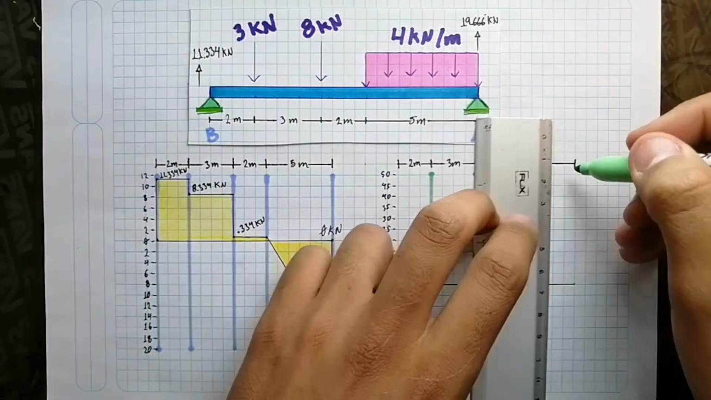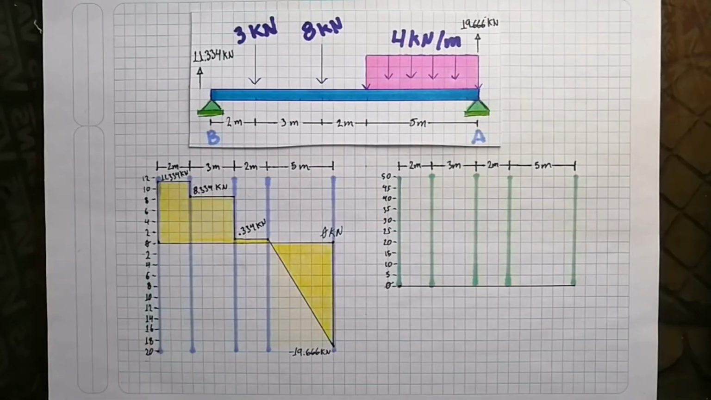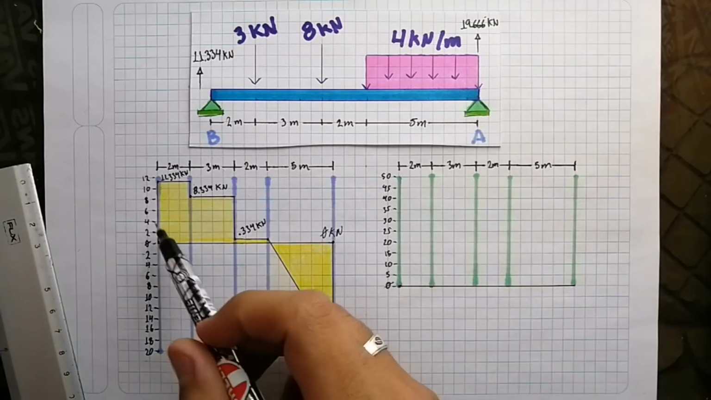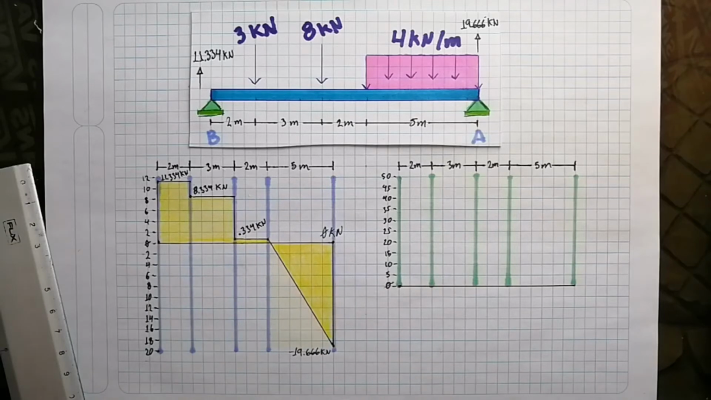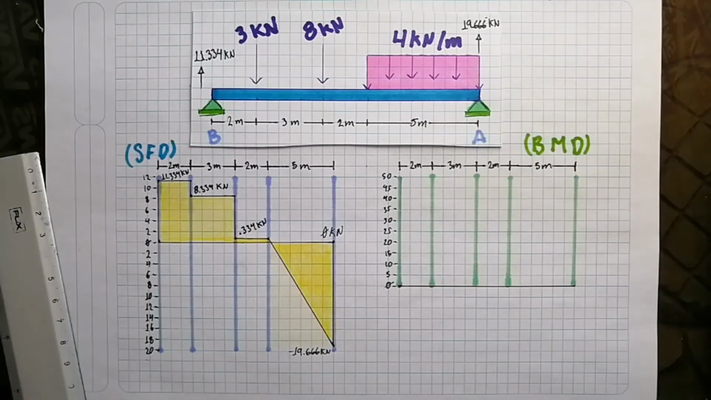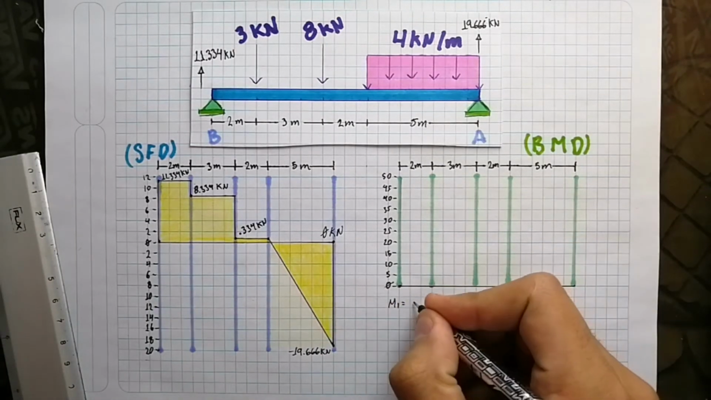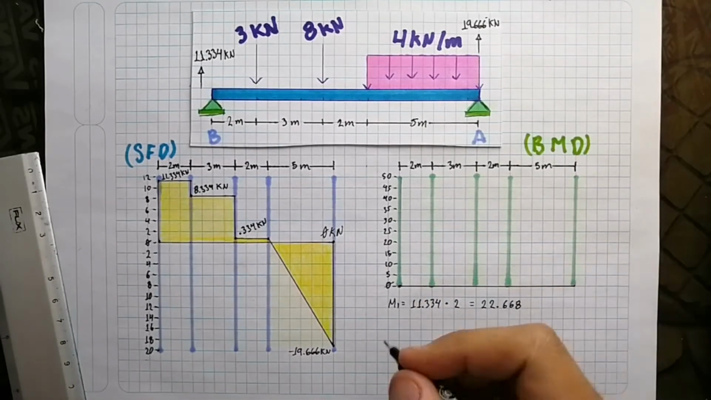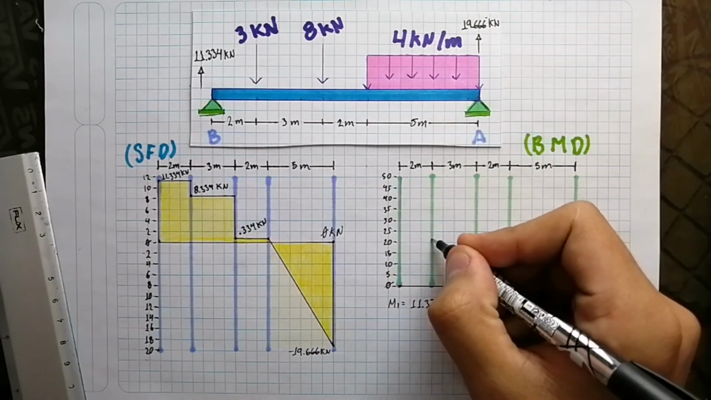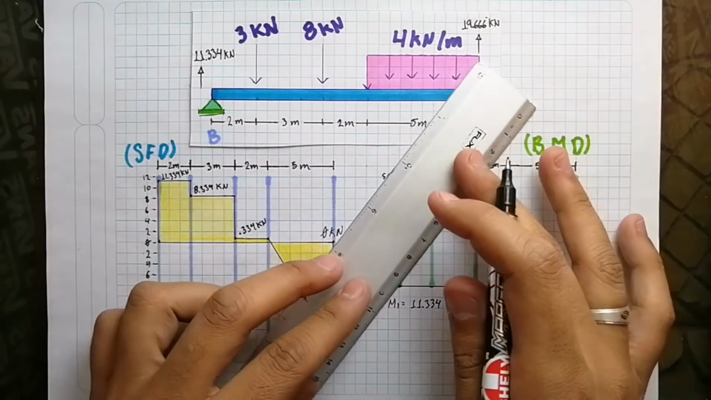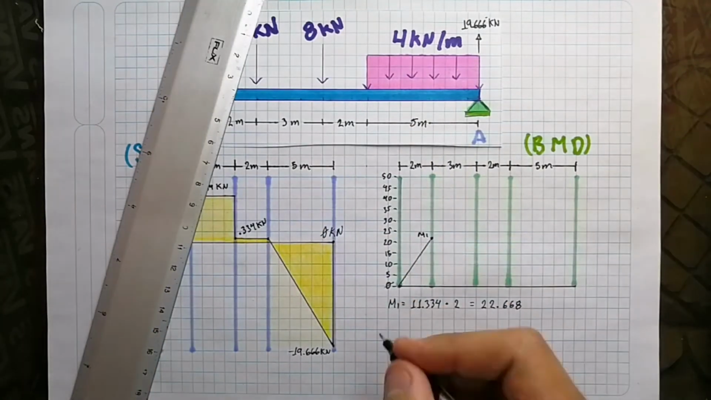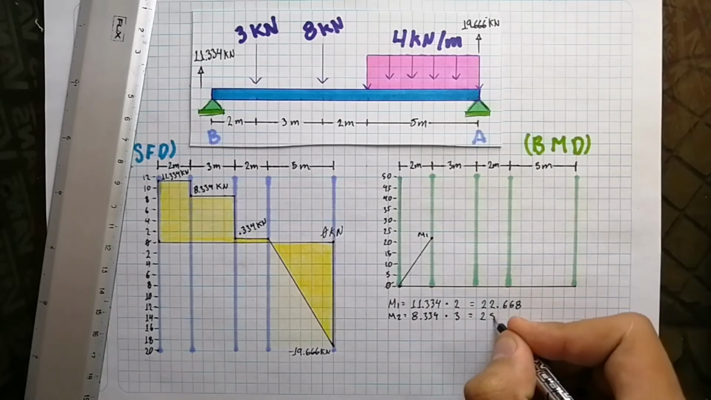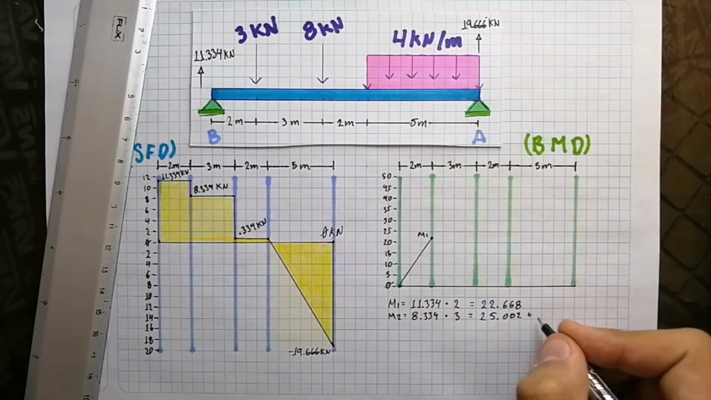Draw on some grid lines. The bending moment diagram we can calculate by getting the area from the shear force diagram. So first we have 2 meters in the base and 11.3 in the height, so the area is 22.6 kilonewton meters. It's the same formula for the other areas, and we need to add them one by one.